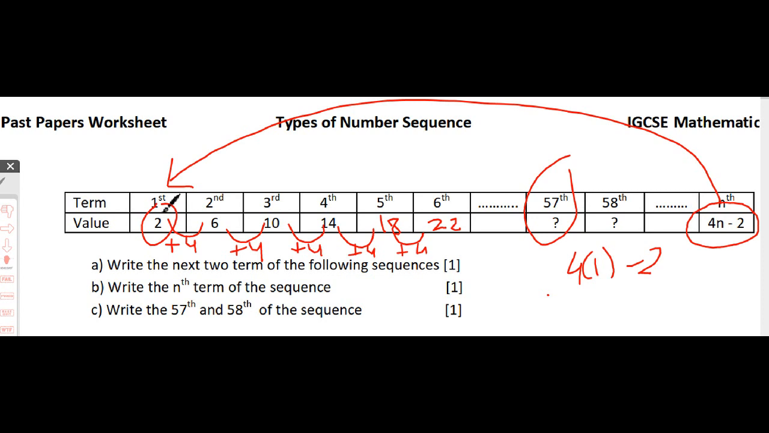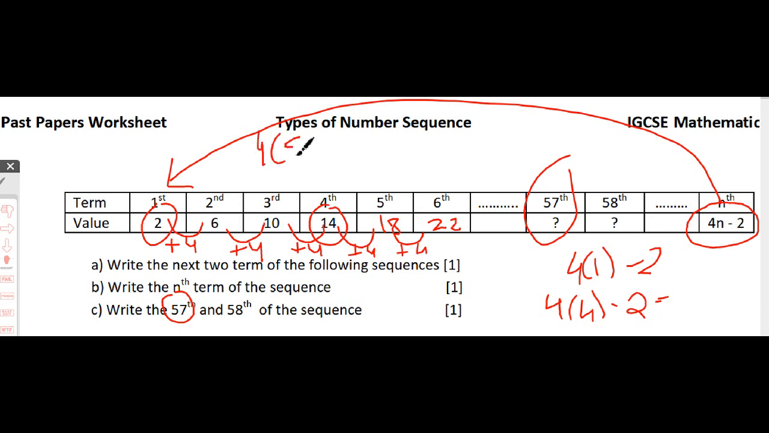Yes, we do. And if I put 4 here, 4 times 4 minus 2, do I get the answer for the fourth term, 14? Yes, I do. So you can substitute the value of n and get that particular term. So how will we get the 57th term now? By substituting 57 instead of n in this formula.